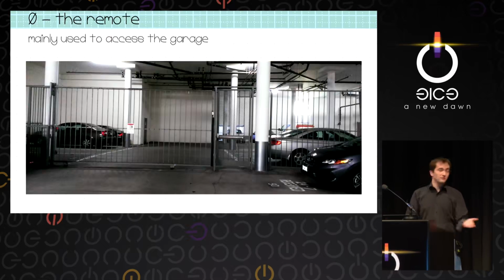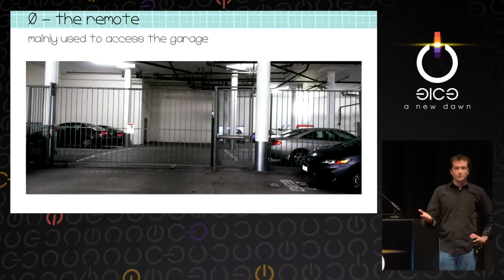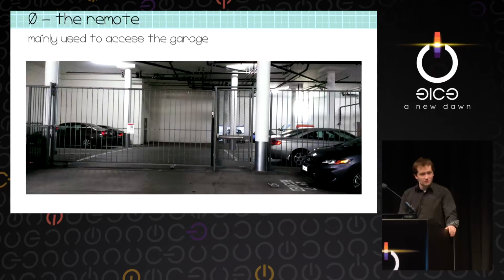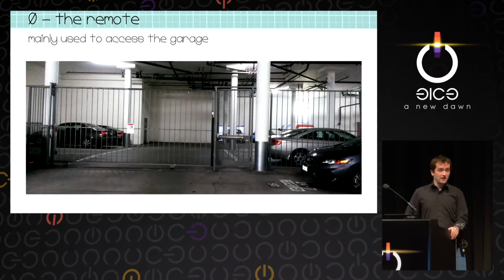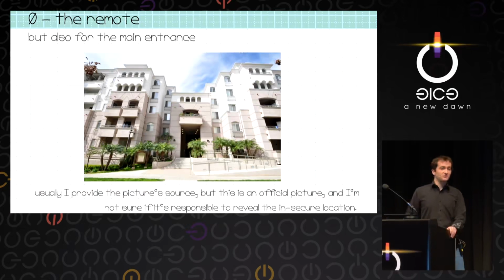So this remote is used for the garage. In the US, you're almost forced to have a car because public transport is not that good. So they give it to access the garage. But also, they give it to access the main entry. Nobody uses it, but it's still there.